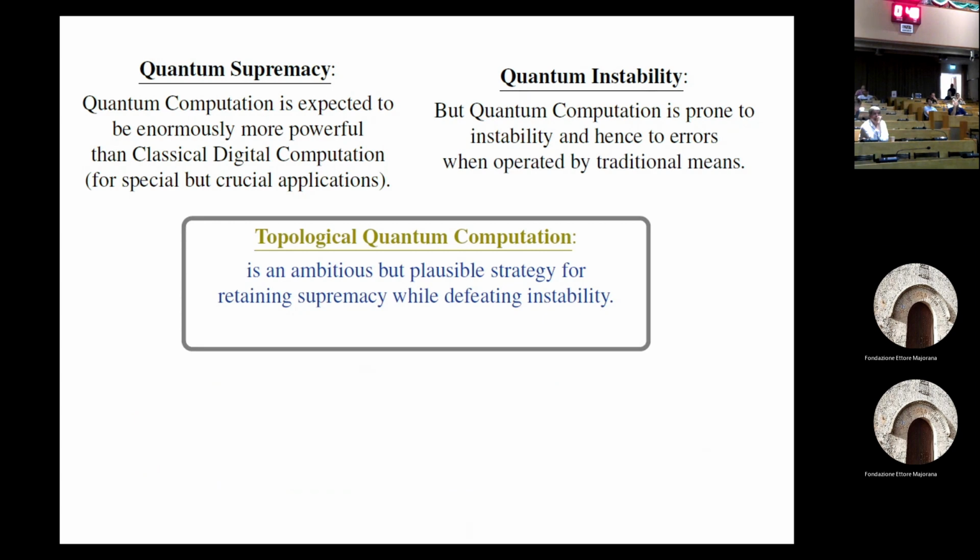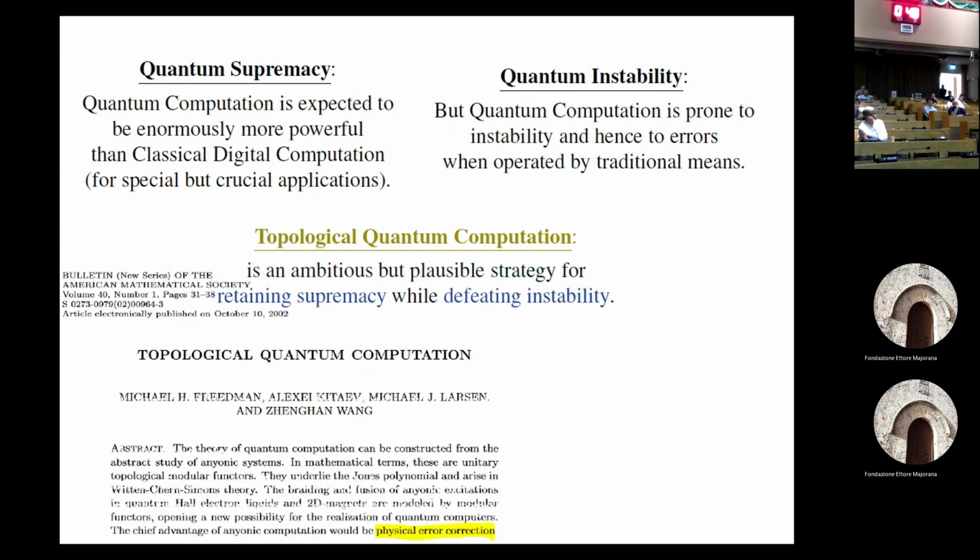So the big idea, and that's where the topic of this conference comes in, topology, is that topology might be a mechanism, or the mechanism, to stabilize quantum machines and make quantum computers actually useful in practice. So retain their supremacy, if you wish, while defeating this problem of instability. This is an idea that goes back to a preprint by Kitaev, now pretty much exactly 25 years back. And then a little later, there was this famous joint paper with Freedman and others on topological quantum computation, where they outlined this idea of doing quantum computation with anyons.